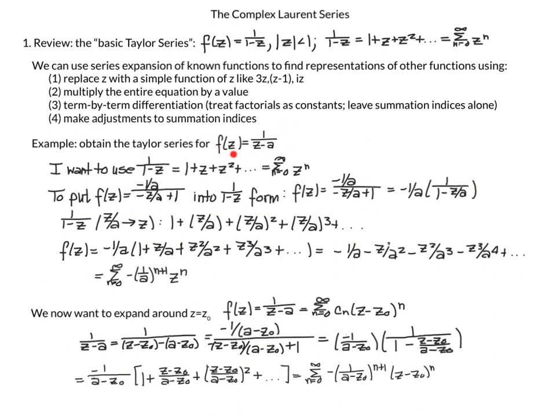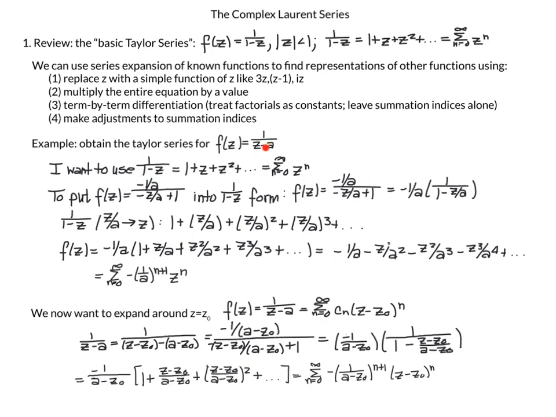Let's say we have the function f of z equals 1 over z minus a, and we want a Taylor series expansion, but we don't want to do the trouble of calculating all the derivatives and the coefficients. So instead we're going to use our basic Taylor series. So we want our function f of z, 1 over z minus a, to be in this basic Taylor series form, except that z can be a simple function of z. And when I look at this, this looks a lot like 1 over 1 minus z, except that here we have a constant a as opposed to the constant 1.